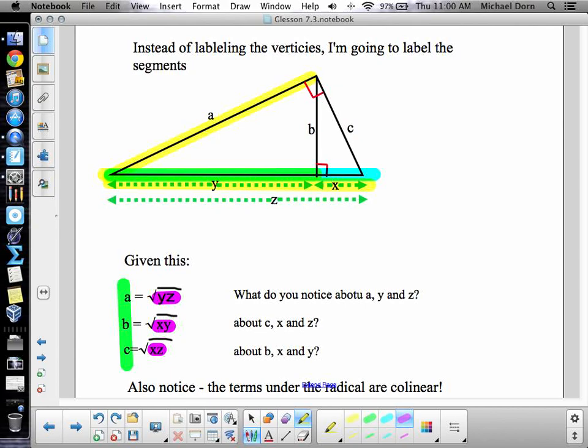And in every one of these equations, all 3 segments we're talking about share one endpoint. A, Y, and Z all share that one endpoint, don't they? For this equation, C, X, and Z, I've got C, X, and the whole thing, Z. They all share a common endpoint. So again, it's a very visual approach to this, because you have to see the common endpoint, you got to pick the ones that are collinear, you got to do that.